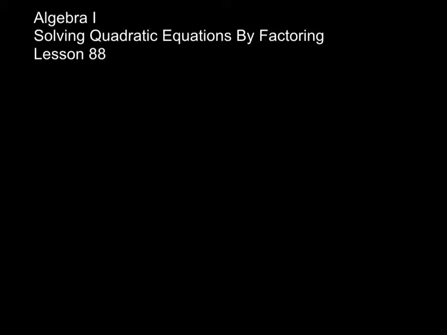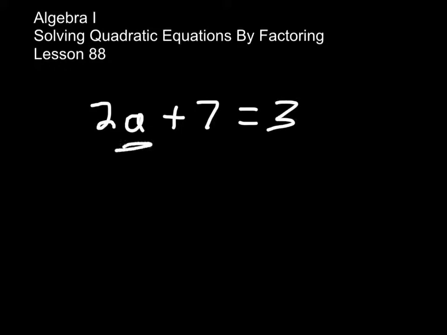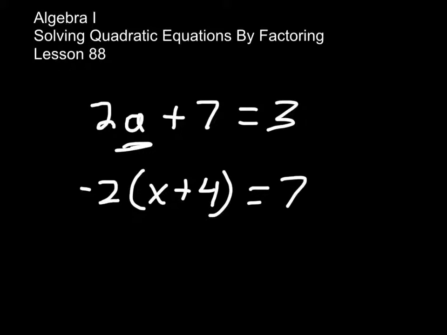Now really before we get to that though, we've already had types of equations. For example, we've had equations where you have 2a plus 7 equals 3, and then we've solved them. We've had other variations where maybe you had negative 2 parentheses x plus 4 equals 7, and we've used the distributive property to solve them. And we've been working with these type of equations. Now, quadratic equations are a little different.